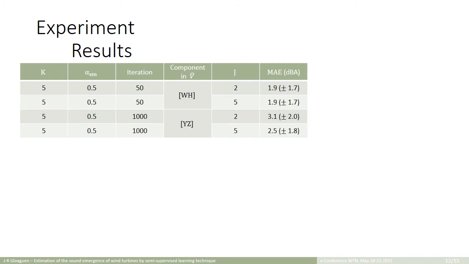Instead of summarizing all the results, I only present the optimal combination according to the dimension J and the component considered to estimate the emergence. First, we can see that with an estimation from WH, the best estimation, the value of the dimension J is not significant, meaning that the estimation of the wind turbine component is constant, mainly due to the regularization term that helps us to maintain constant its estimation.